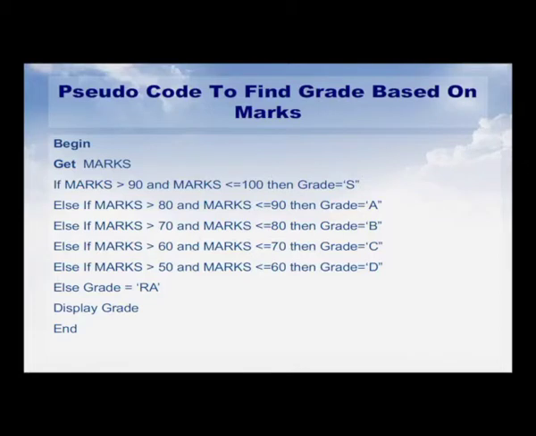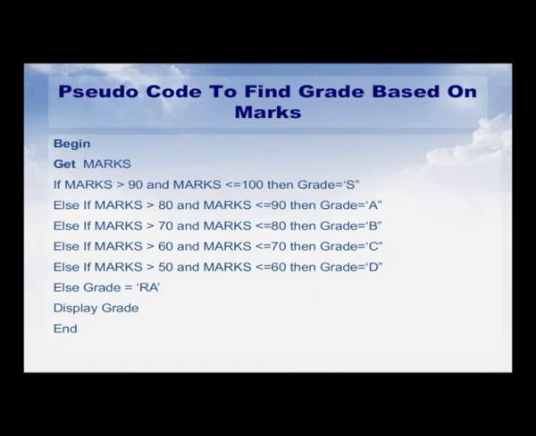Next, we will construct a pseudocode to find the grade of a student given his or her marks. Pseudocode to find the grade based on marks. So, we get the marks, and if the marks happen to be greater than 90 and less than 100, that is if the value of marks happens to lie between 91 and 100, then we grade it as S.